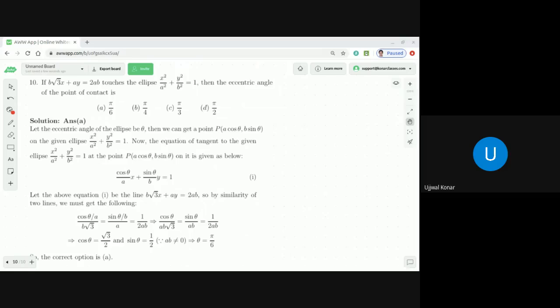Got it, right? Then what we are going to proceed here is that first we know the equation of the tangent as it is given in equation 1, we have discussed several times today. Now that equation 1 be the line b into root 3. Understood. You understood, right? Yes, sir. Because these two equations are same actually.